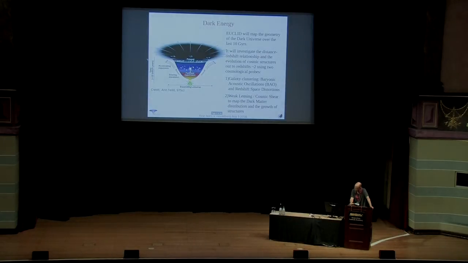So let's start with cosmology. So Euclid is about dark energy. It will map the geometry of the dark universe over the last 10 gigayears. It will investigate the distance-redshift relationship and the evolution of cosmic structures out to redshifts of about 2. And it will use 2 cosmological probes, galaxy clustering, baryonic acoustic oscillations, BAO, and redshift space distortions. And the second probe is weak lensing, or cosmic shear, which allows to map the dark matter distribution and the growth of structures.